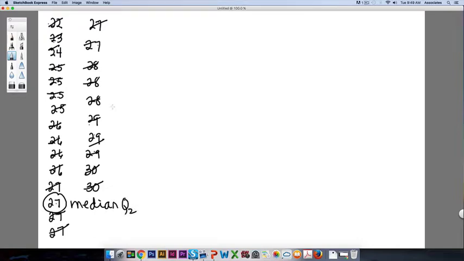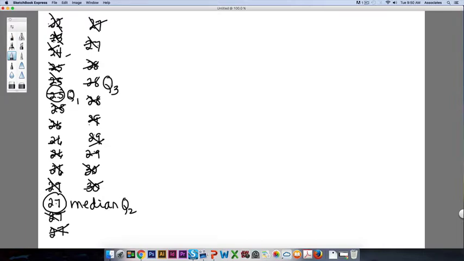Now we want to find the median of the lower range of data. So I'm going to take one off the beginning and one off the end, beginning and end, and so on. So 25 is Q sub 1. Now I do the same thing with the upper amount of data. One off the beginning, one off the end, beginning and end. And here is Q sub 3.